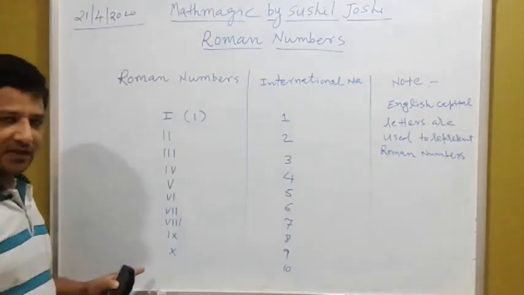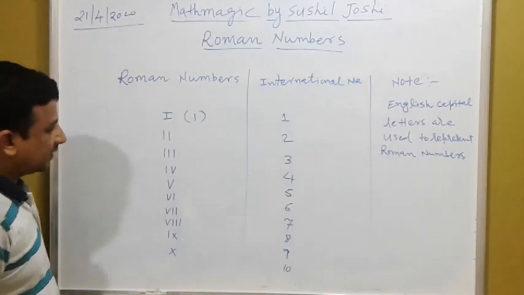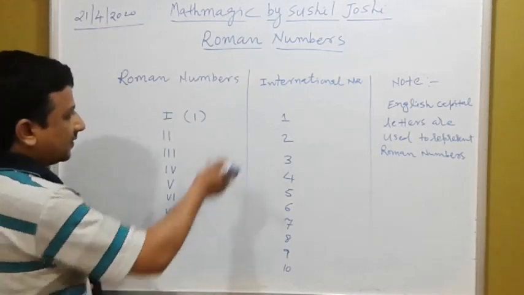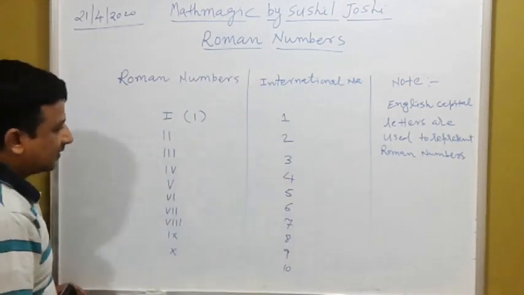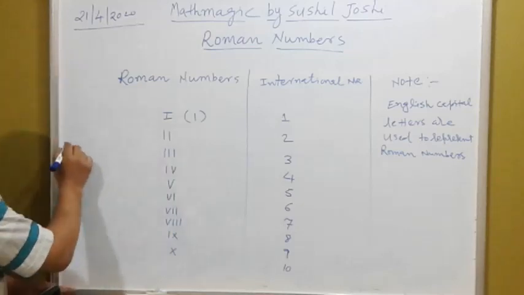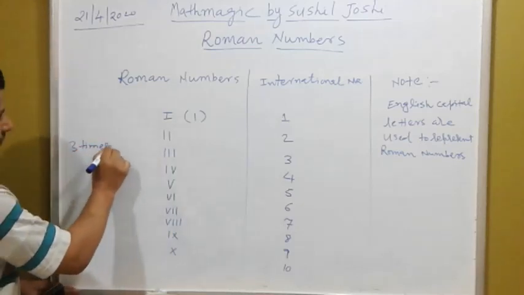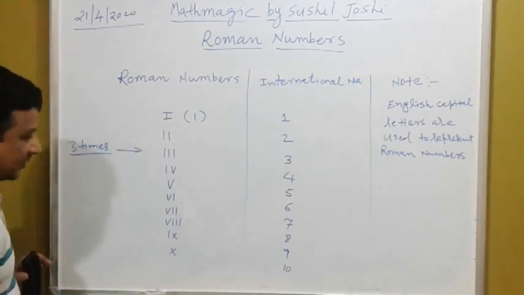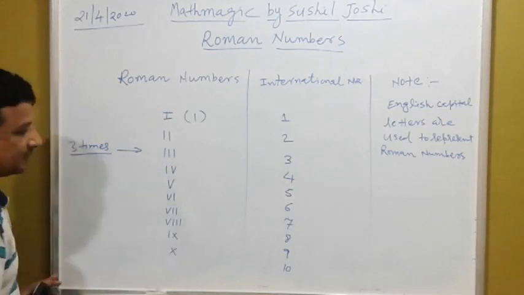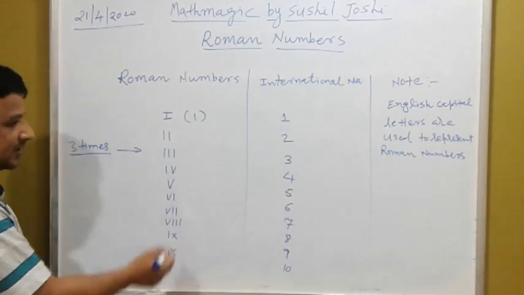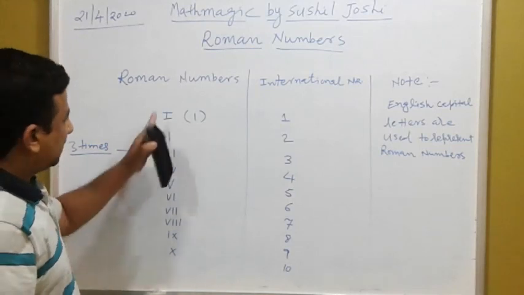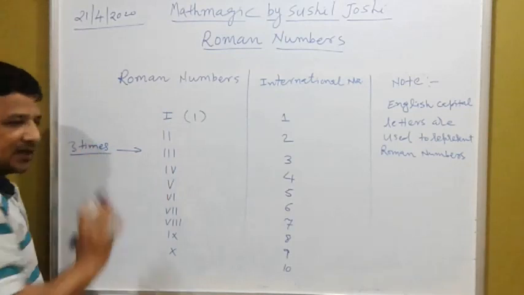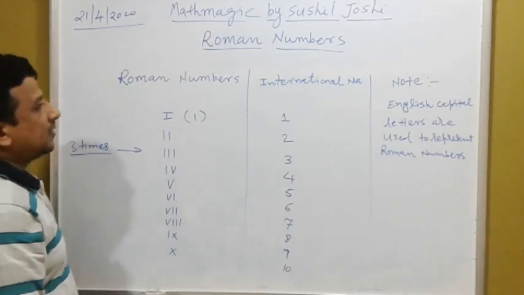So look at these numbers carefully. What do we learn? How many maximum times does I come from 1 to 10? Maximum 3 times. Here also 3 times. Here X is there to represent 10. So remember that from 1 to 10, we represent I maximum 3 times only.